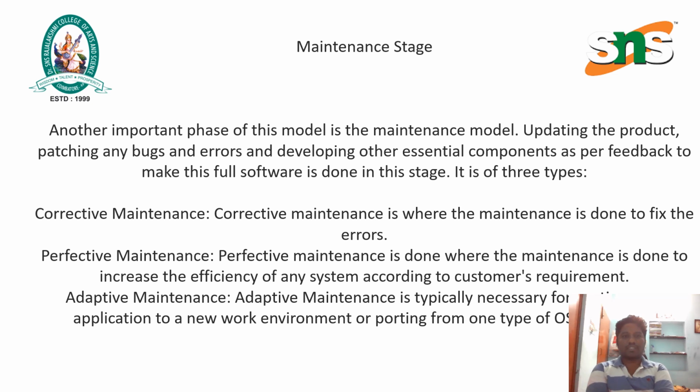Corrective maintenance is where the maintenance is done to fix errors. Perfective maintenance is where the maintenance is done to increase the efficiency of the system according to the customer requirement. Adaptive maintenance is typically necessary for adapting the application to a new working environment or porting to another type of OS.